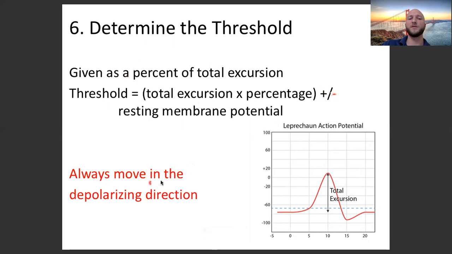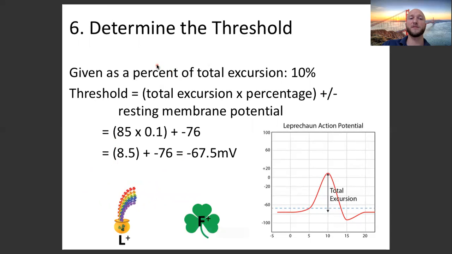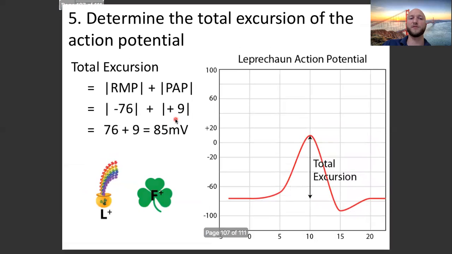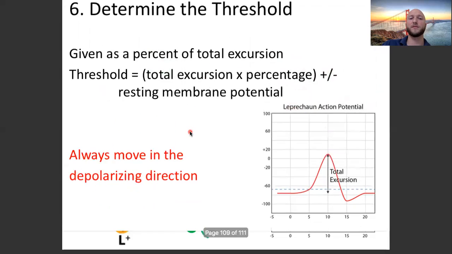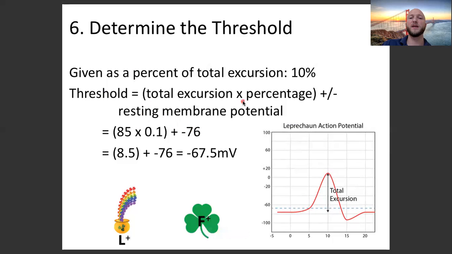The threshold is always going to be in the direction towards depolarizing. Depolarizing means moving towards 0. So we're going to use whatever sign is going to take us towards 0. So let's look and see what that looks like. Given as a percentage of total excursion, so 10% of total excursion. Total excursion, determined in 5, was 85, times the percentage, so 10% or 0.1. So 85 times 0.1 plus or minus the resting membrane potential, negative 76.